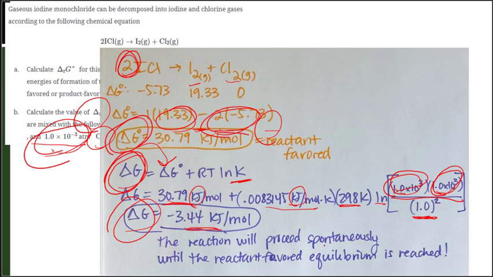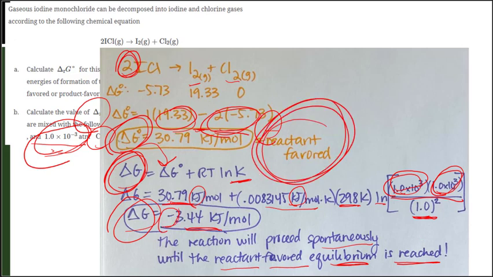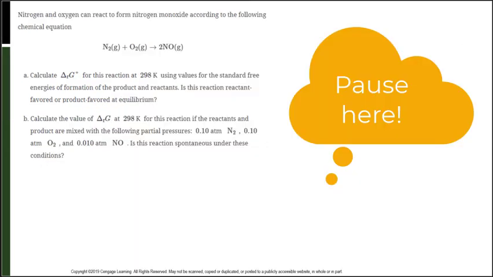This reaction will proceed spontaneously because it's negative until the reactant favored equilibrium is reached. Because up here we saw it was reactant favored, but down here it was negative, so it will be spontaneous until that reactant favored equilibrium is reached. Pause the video here to try a similar problem.